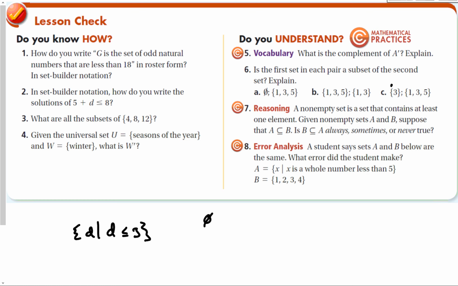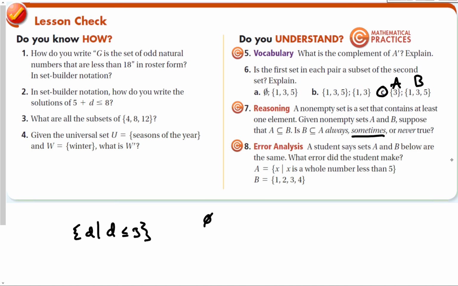A non-empty set contains at least one element. Given non-empty sets A and B, suppose that A is a subset of B. Is B a subset of A? Well, that could be sometimes true, because maybe they're both the same thing, then they're subsets of each other. But maybe A is like this example right here; let's call this A and this B. A is a subset of B, but B is not a subset of A.